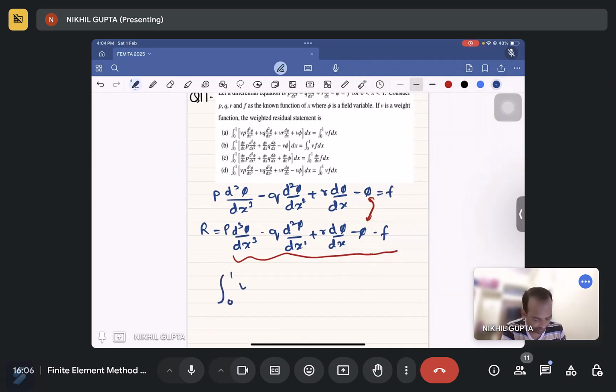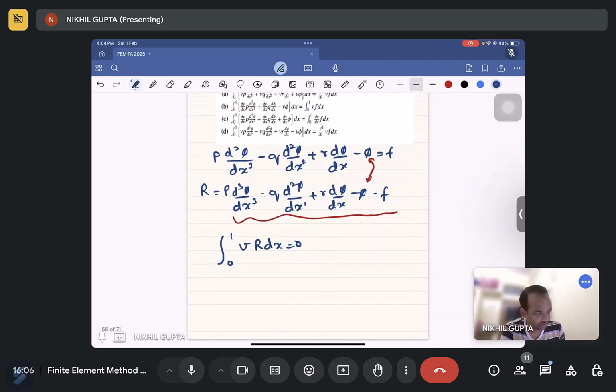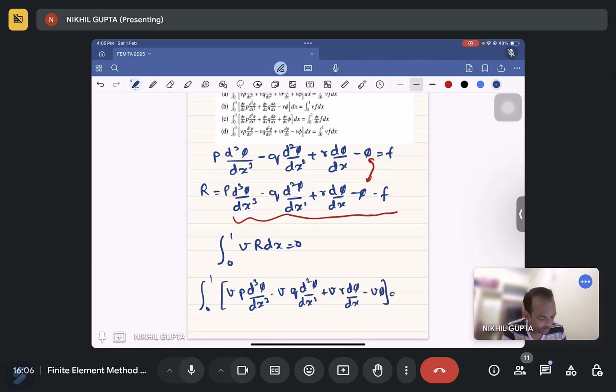integral from 0 to 1 of v R dx equal to 0. So when you solve this, you will get integral 0 to 1 of v p d3 phi by dx cube minus v q d2 phi by dx square plus v r d phi by dx minus v phi dx equals integral 0 to 1 of v f dx. Just I have expanded things and your answer will be D.